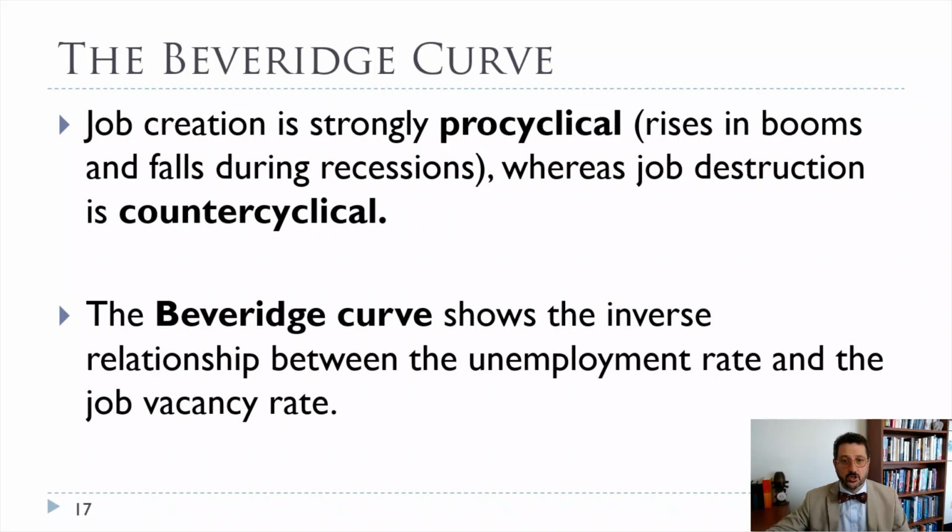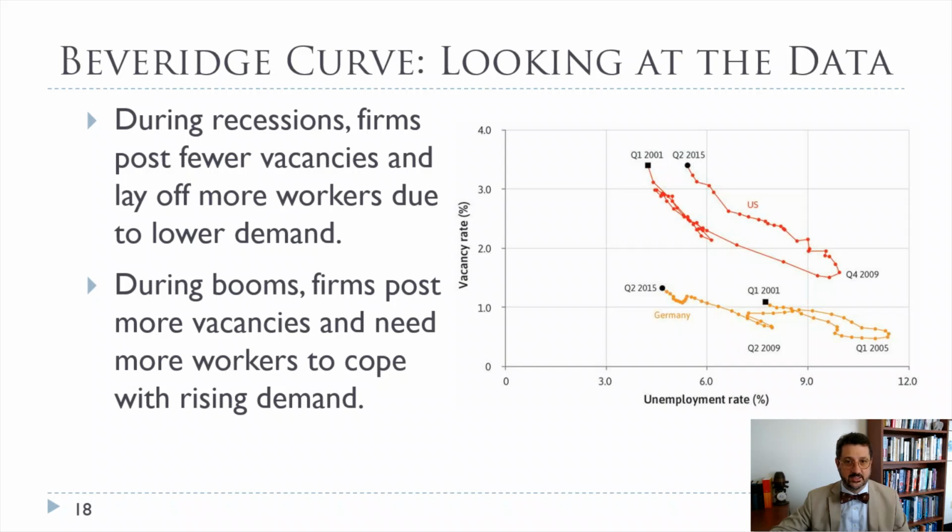And so the Beveridge curve shows this relationship between the unemployment rate and the job vacancy rate. The vacancy rate is just the number of job vacancies divided by total employment. You can see we've plotted two different Beveridge curves in this graph. We have the unemployment rate on the horizontal axis and the vacancy rate on the vertical axis. And you can see that they have similar shapes. They are both downward sloping.